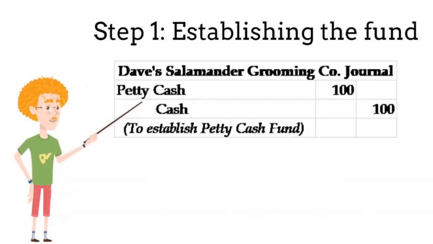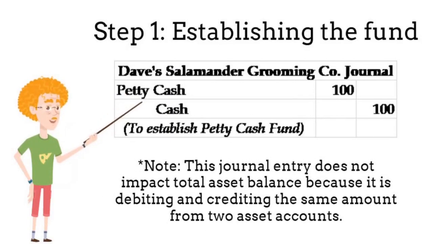So, Dave, let's allocate $100 to petty cash for your business. In your journal, as we can see here, we must debit petty cash and credit cash. This is because we are transferring $100 out of your cash account and allocating it to petty cash. Notice that there is no impact on your total asset balance because we are only exchanging one asset for another.